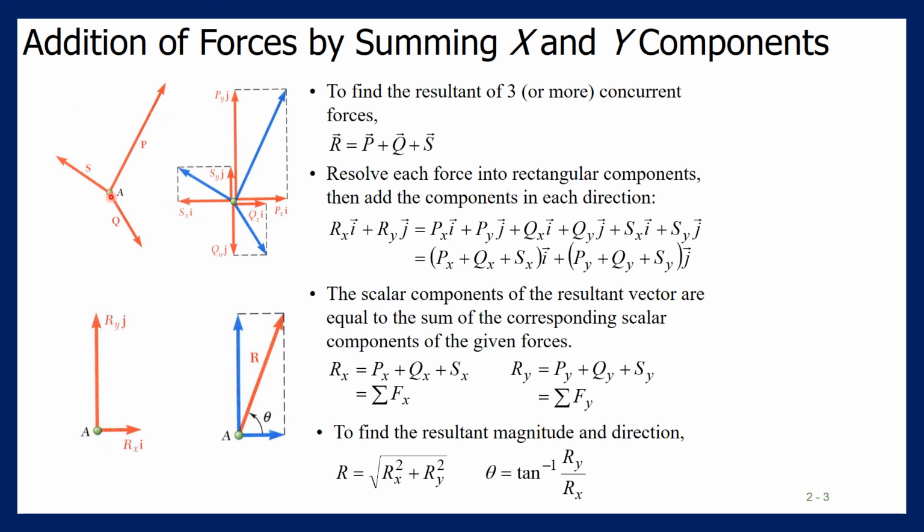So this is how you can add the forces for any vectors that are passing through a concurrent point. You simply break all the forces into the x and y components, add the x components together, add the y components together, then you will get the components of the resultant force. And by doing this, you square the components and take the square root, and you will find the resultant. And similarly, by taking the tan inverse of Ry over Rx, you can get the direction of the force.